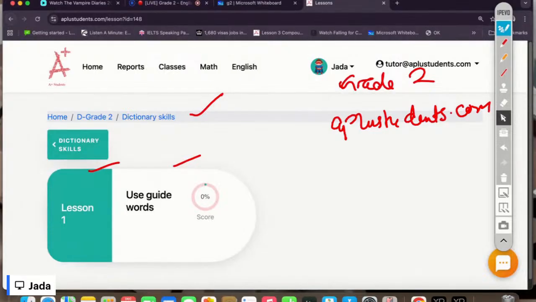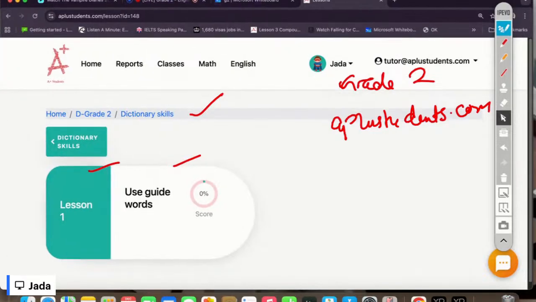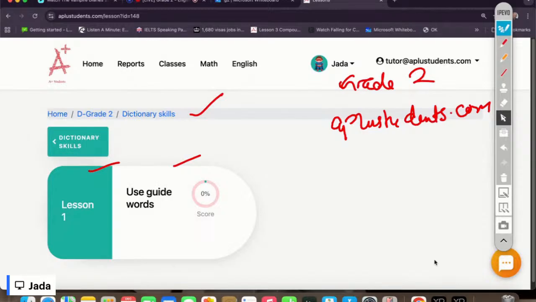If you need help with logging in, just let me know and I can help you.